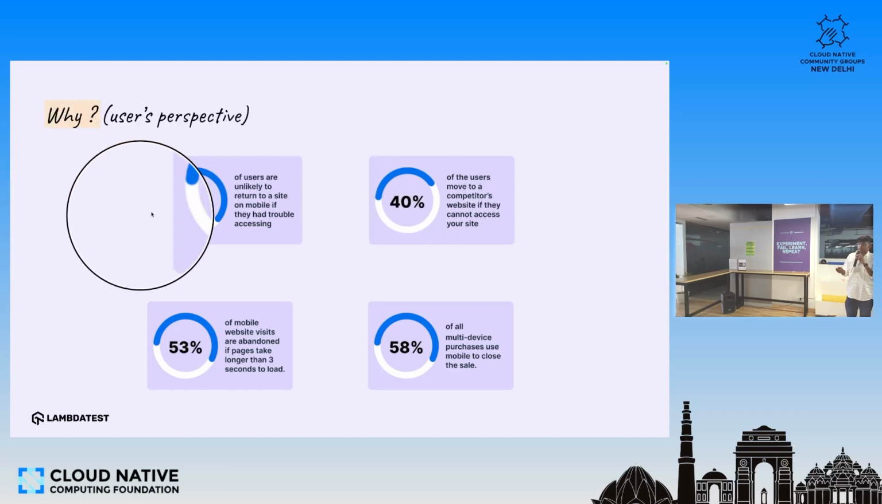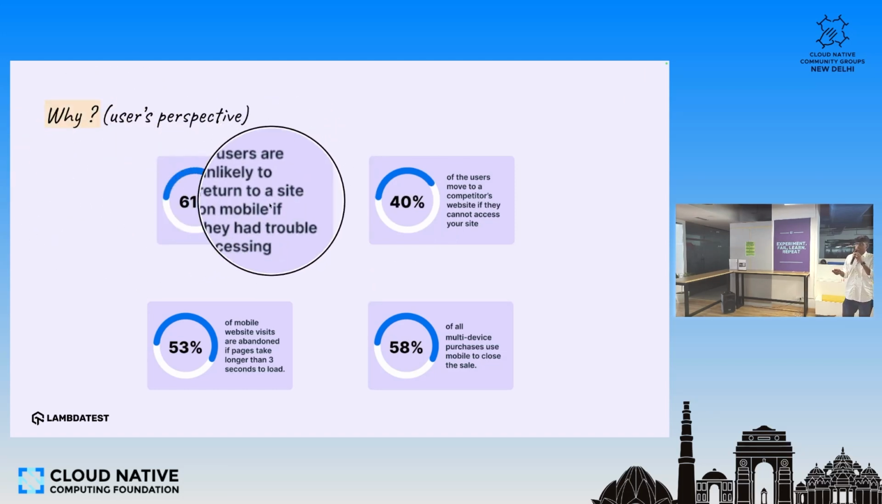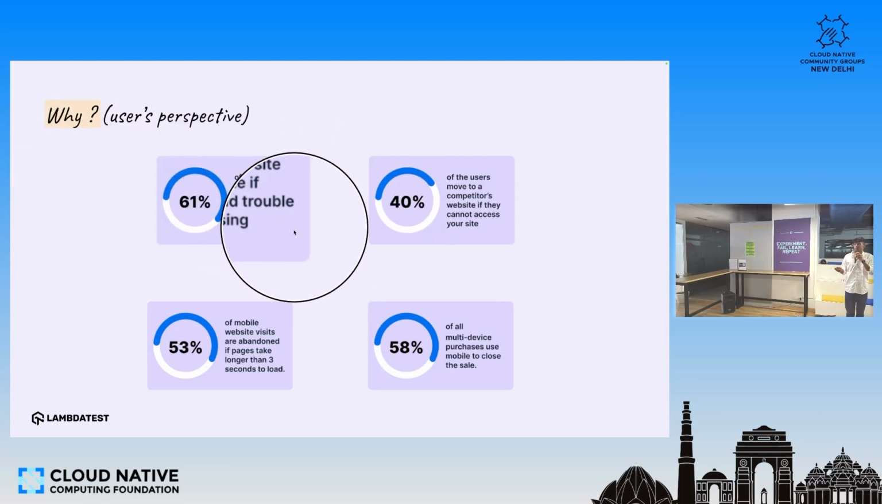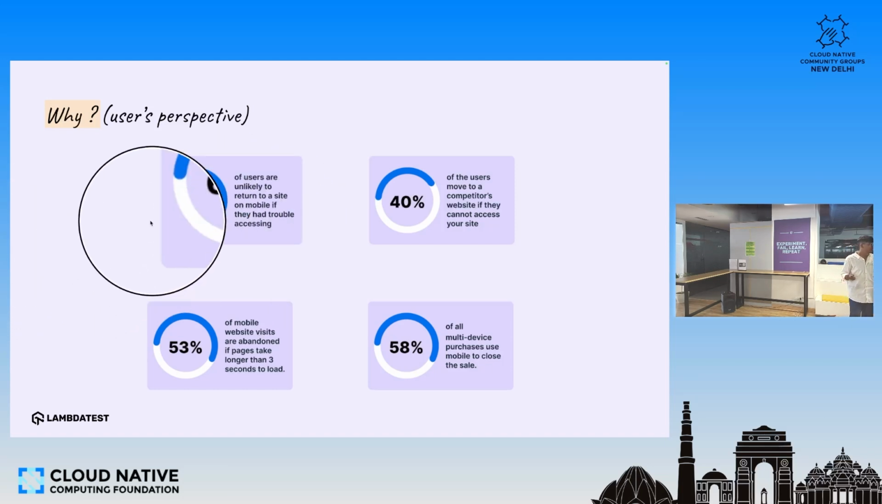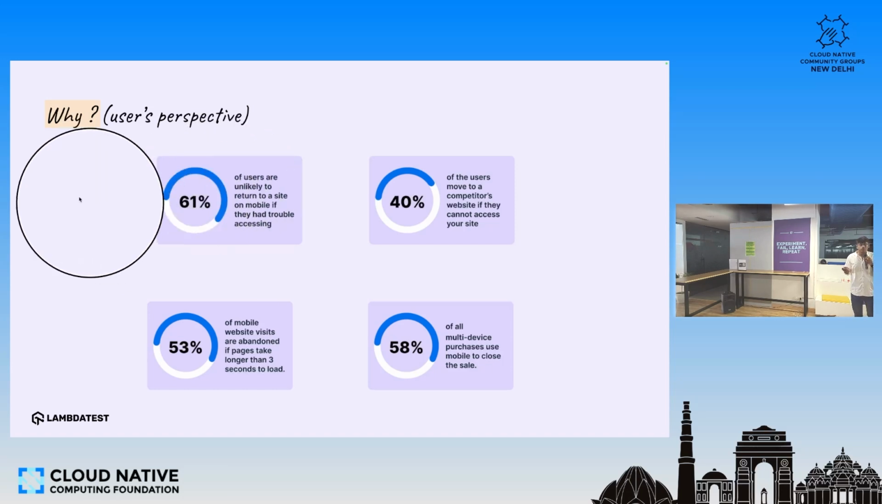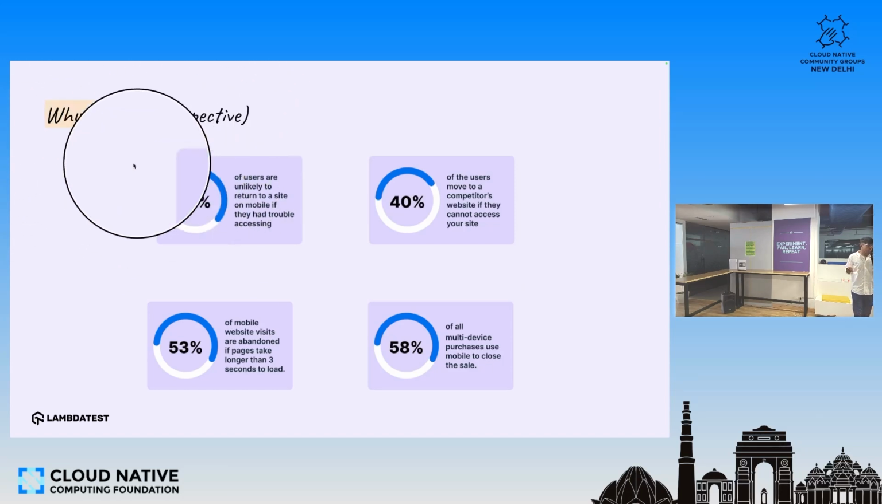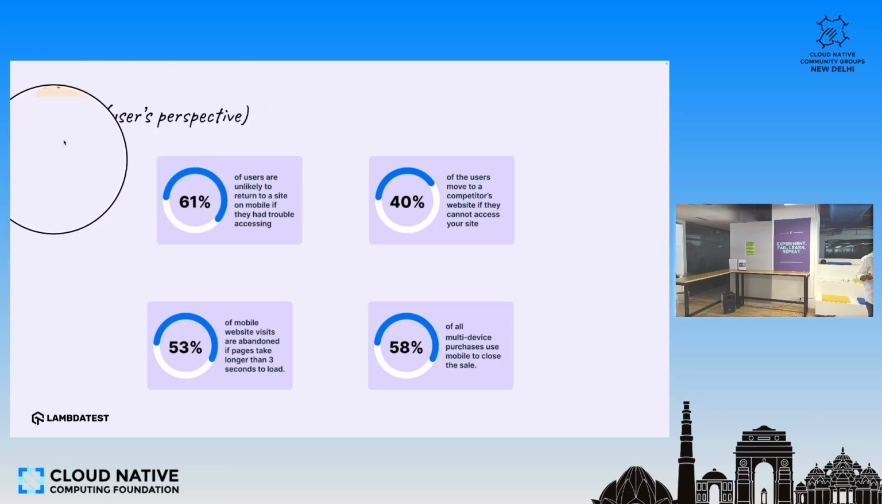So why is it actually required? Because 61% of the users are unlikely to return to a site on mobile if they had trouble accessing it the first time. Obviously, nobody would want a bad UX. A visual bug is the worst kind of bug actually. Even if functionality is changed, I'll refresh it, but if it's looking really bad, why would I even try to solve that problem? What sort of a front-end engineer are you?